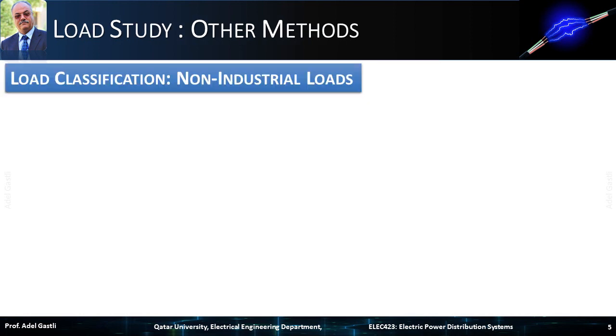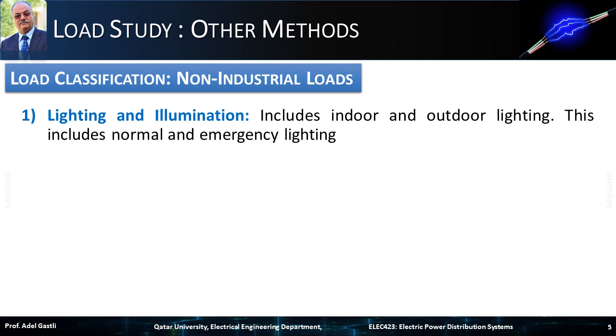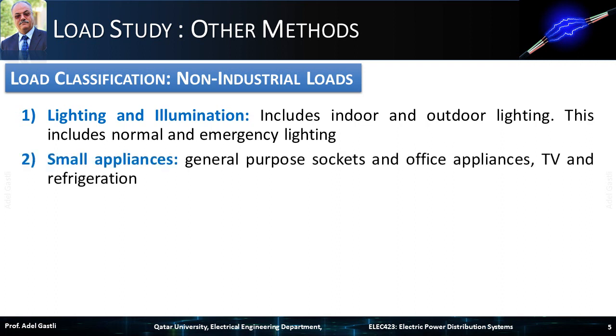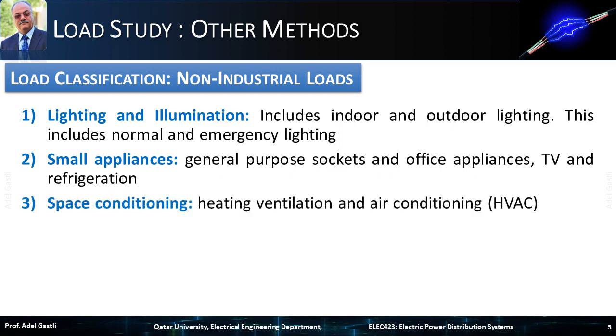Now, let's see examples of load classification for non-industrial loads. First, we have lighting and illumination class. It includes indoor and outdoor lighting, being normal or emergency lighting. Second, we have a class of small appliances, which consists of general purpose sockets and office appliances, TV, and refrigeration. Third class is the space conditioning such as heating, ventilation, and air conditioning.